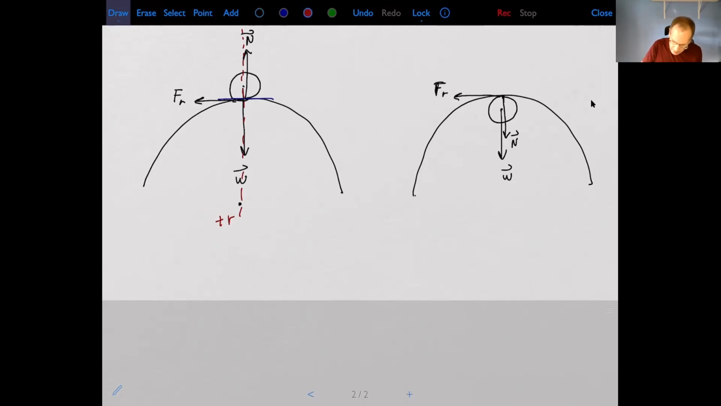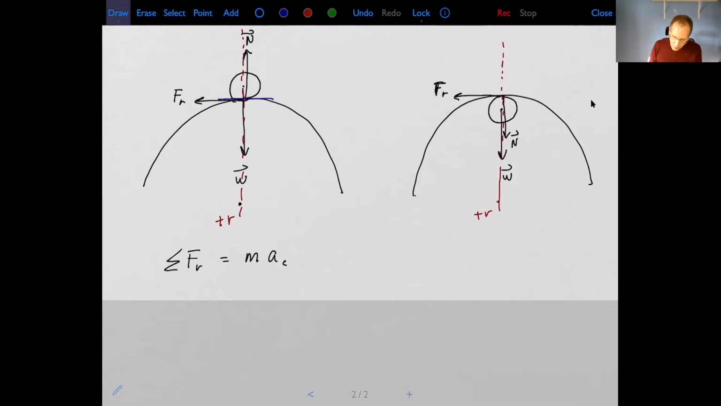And again, let's talk about just the radial direction towards the center of the circle. So this will be plus R. Okay, so now we're going to apply Newton's second law. We're going to look at the sum of the forces in the radial direction, and that's got to equal the mass times the acceleration, but in this case, it's going to be the centripetal acceleration.